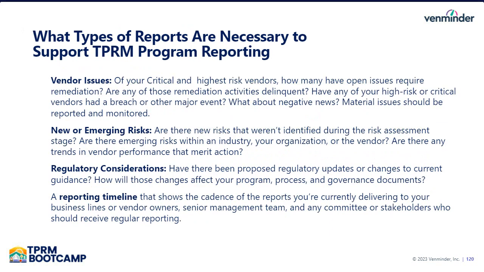Your vendor issues report, of course, there's going to be a lot of data in there that can help you support your program metrics. We also want to make sure that we're keeping track of any new or emerging risks, and we can look at the risk assessments or risk reassessments. Is there something going on within the industry or any trends in vendor performance that we need to address? We also need to always think about regulatory considerations if there's been any proposed updates or changes, and we need to understand how those changes are going to affect the program, process, and governance documents. And then finally, for all of it, we need a reporting timeline that shows the cadence of the reports, not just that we're planning for third-party risk management, but also these third-party risk management program reports.